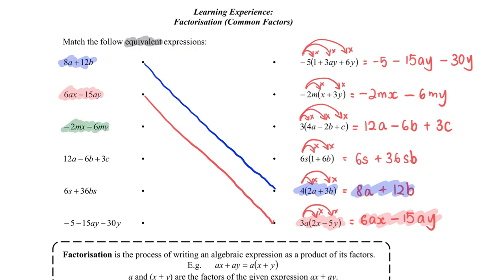Negative 2mx, then negative 6my, it will be this expression. 12a minus 6b plus 3c, it will be this expression.